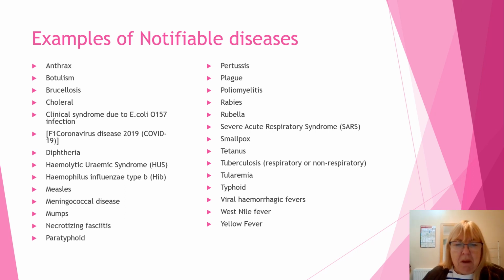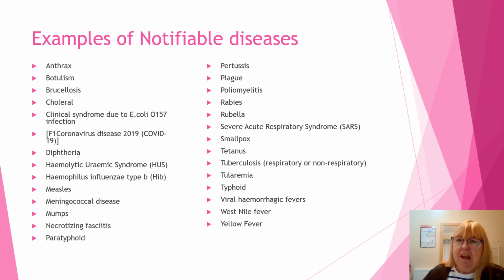Diphtheria, measles, mumps, these are the childhood diseases. Paratyphoid, polio, plague, rubella, they really have been eradicated from the UK. And typhoid, those sorts of things. So once they turn up, and TB as well actually was eradicated for a period of time.